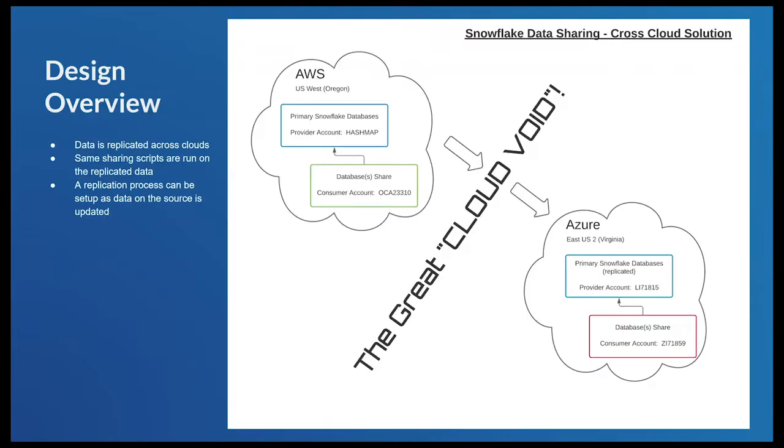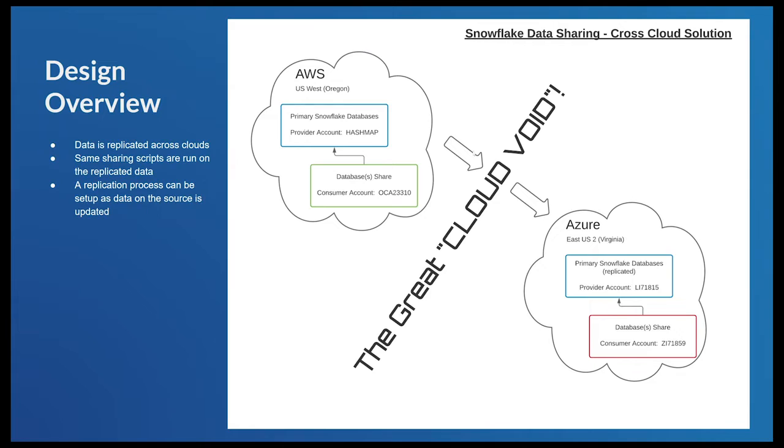So what does this mean from a 30,000 foot view? Well, I drew a really ugly diagram to show this. Over here we have our AWS cloud. We're in US West, Oregon. And then the ultimate consumer is going to be in Azure, East US 2 in Virginia.